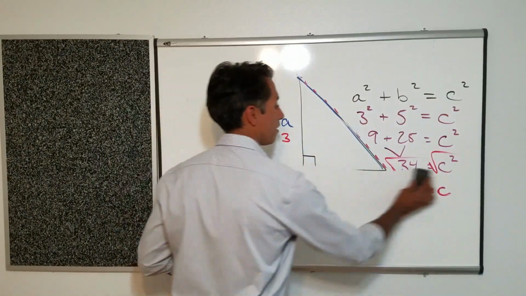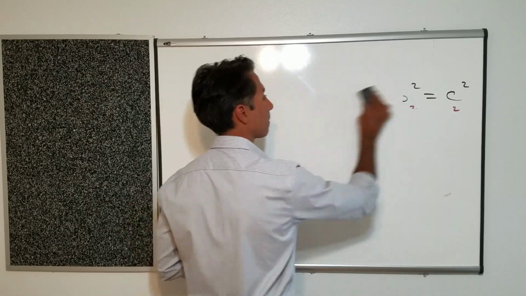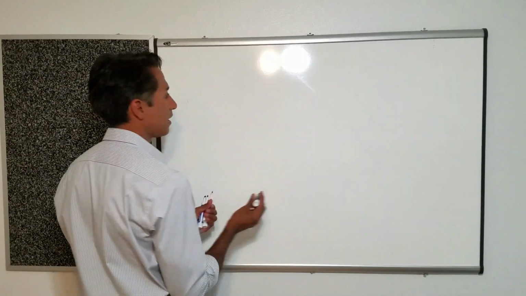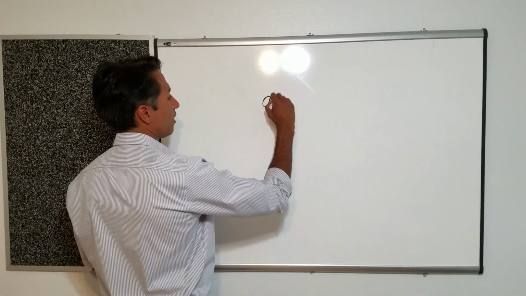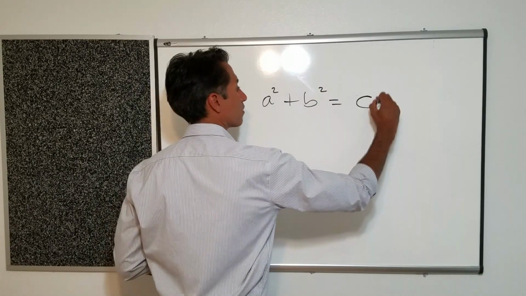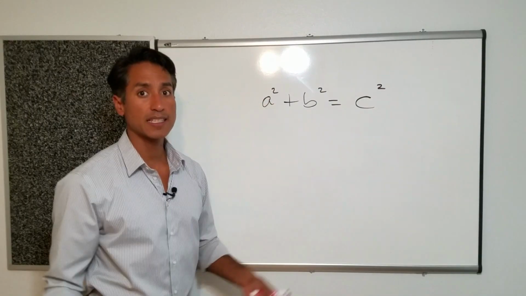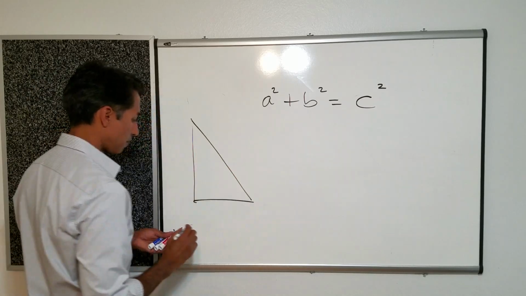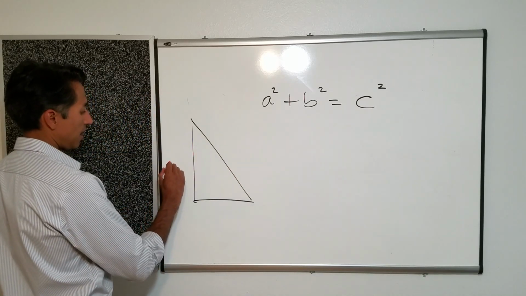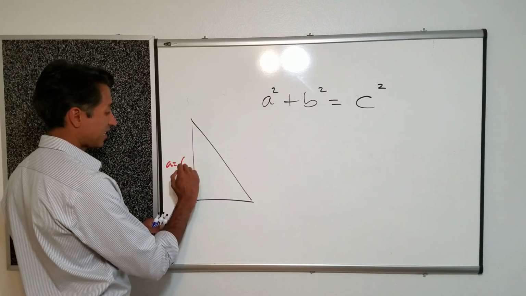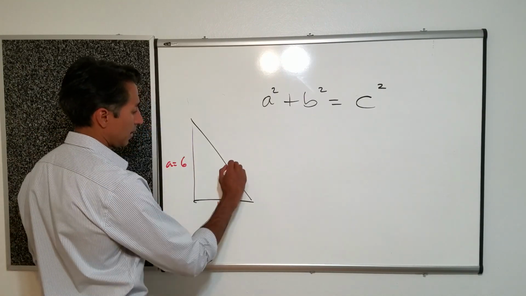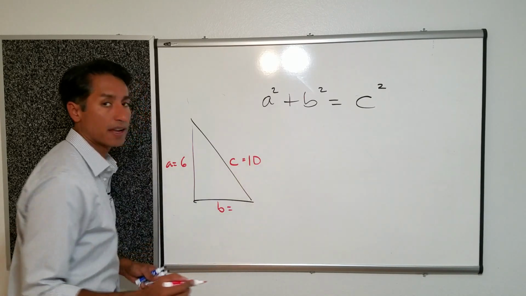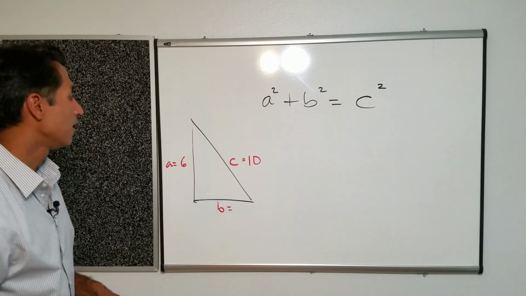Let me erase all this and do it a little bit different. Now the formula is never going to change. So a squared plus b squared equals c squared is always going to stay the same. And I'm going to draw my triangle a little bit farther over this way this time. I'm going to say this side a is, we'll say 6, b is unknown, and c is, we'll say 10. Now we got to figure out b.